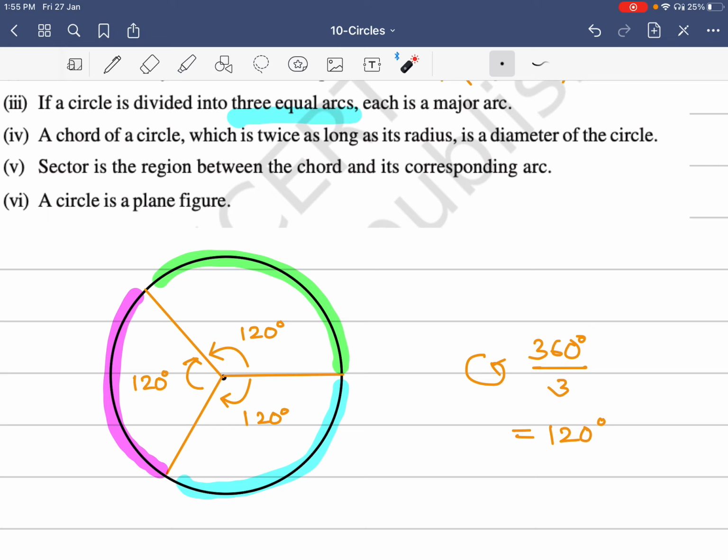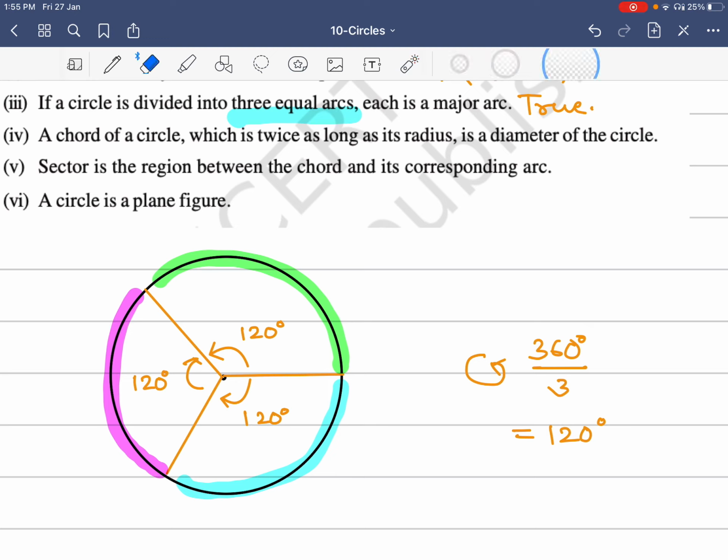If you try to visualize this, it's like a pizza which is divided into 3 equal parts. So if a circle is divided into 3 equal arcs, each is a major arc. This is a true statement. So I'm going to mark it true. We are not going to have one major, one minor. All three will be major arcs, and in fact equal in size. And the justification is, this is how you justify, by giving a visual explanation.